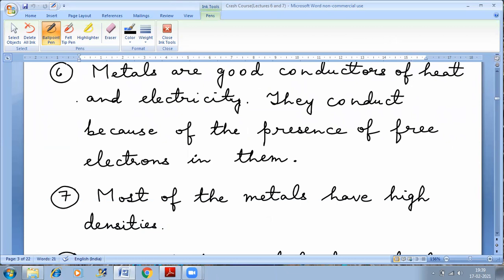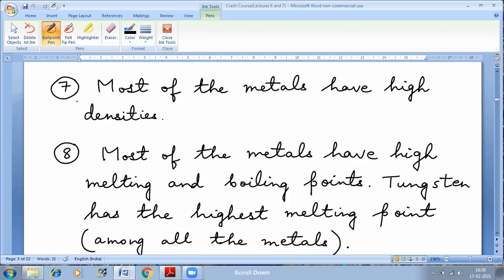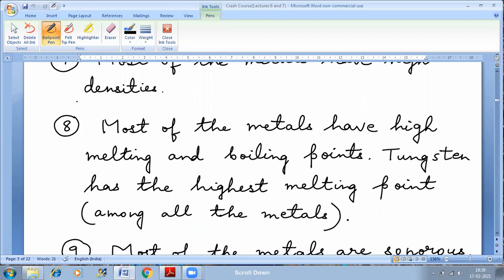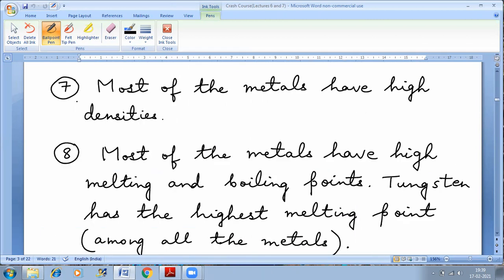Most of the metals have high densities. Most of the metals have high melting and boiling points. So the metal which has the highest melting point is tungsten. They may ask you which metal has the highest melting point. Tungsten. Yes, so it is tungsten.